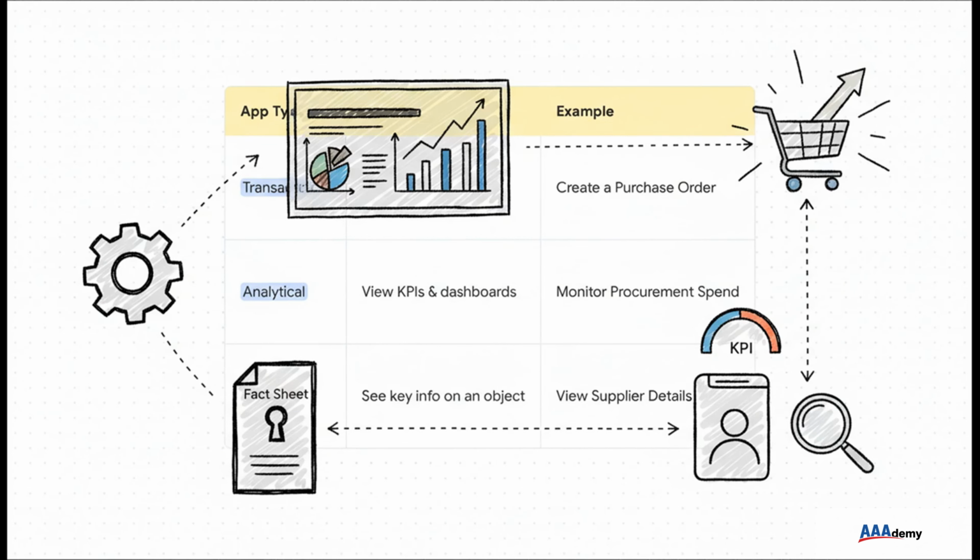Now, it's good to know that not all of those tiles are created equal. They generally fall into three main flavors. You've got your transactional apps. Those are your workhorses for actually doing stuff, like creating a purchase order. Then you have analytical apps, which give you the big picture, dashboards and KPIs. And finally, you have fact sheet apps, which are like digital flashcards giving you all the key info on one specific thing, like a supplier.